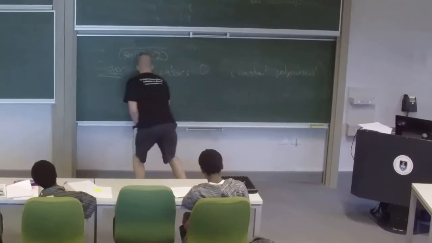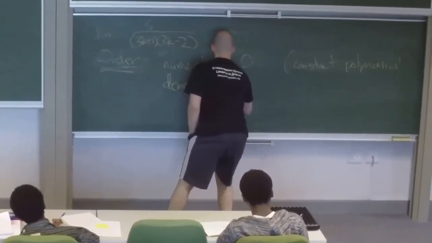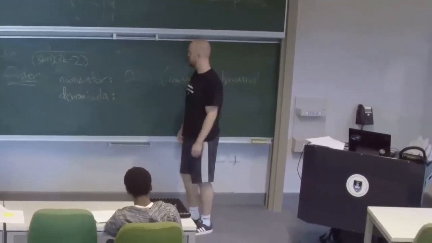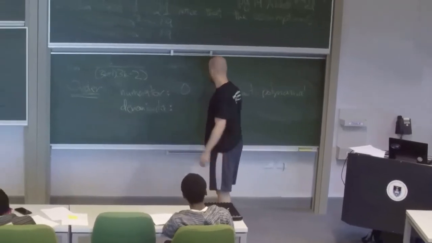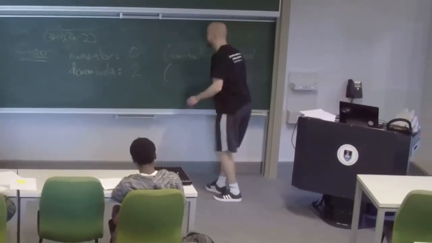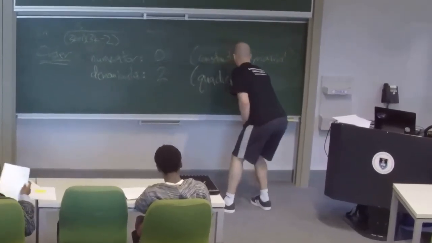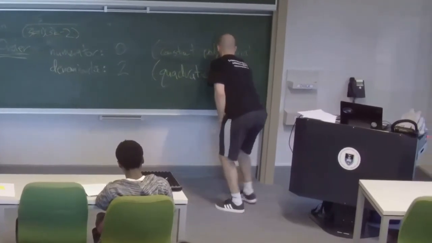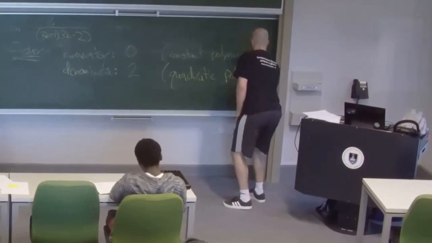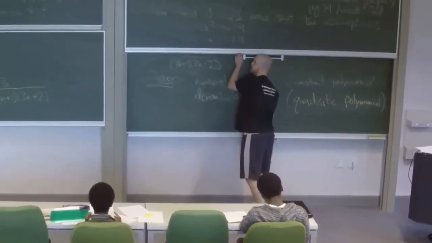The denominator has order, power 2. And we all sort of nodded our heads, so we believe that. Power 2. Why? Maybe for the people watching at home, it's a quadratic polynomial. So we multiply that out, and we have a quadratic polynomial.